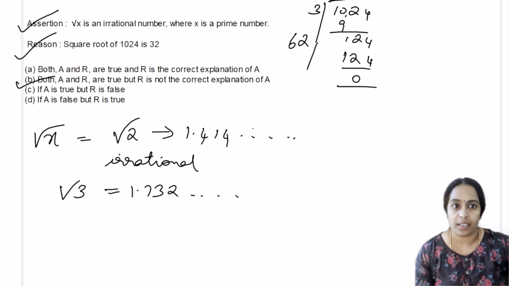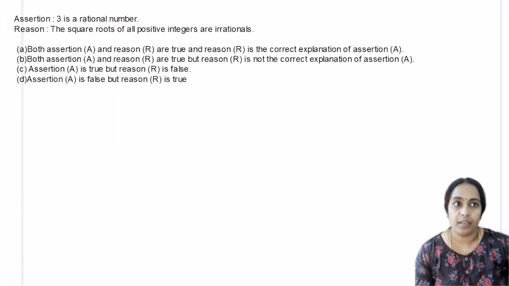Moving on to the next question. The question says, assertion statement: 3 is a rational number. Is 3 a rational number? Yes, 3 is definitely a rational number. Reason statement: the square roots of all positive integers are rational. Square roots of all positive integers are rational. So, is that a correct statement?